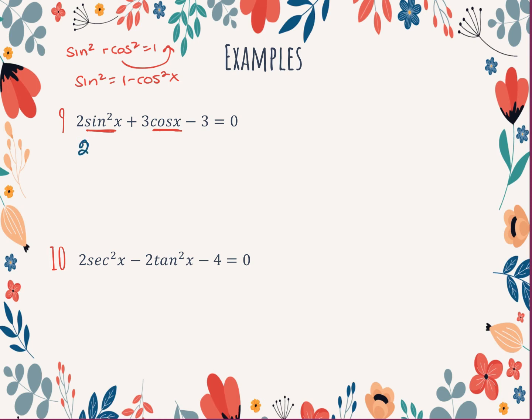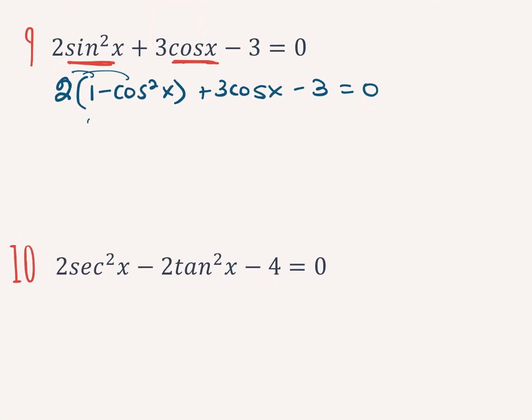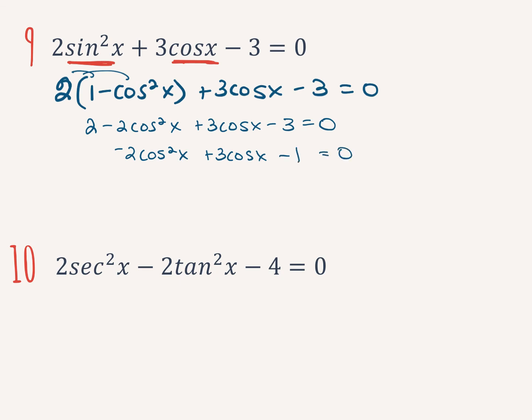So I would get 2 times 1 minus cosine squared x plus 3 cosine x minus 3 equals 0. Now I have all one trig function. I'm going to distribute the 2: 2 minus 2 cosine squared x plus 3 cosine x minus 3. I'm going to combine my like terms: negative 2 cosine squared x plus 3 cosine x minus 1 equals 0. So now I have to factor this. I've got a couple options.